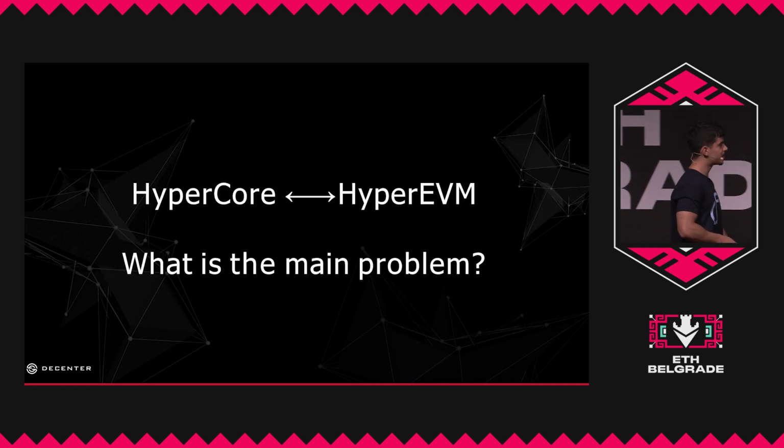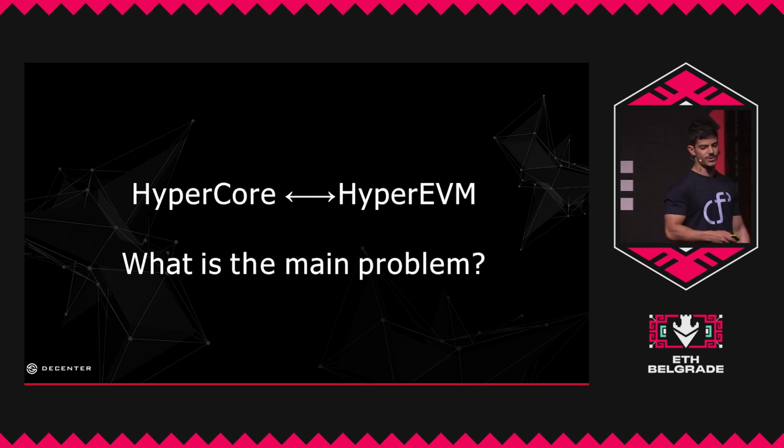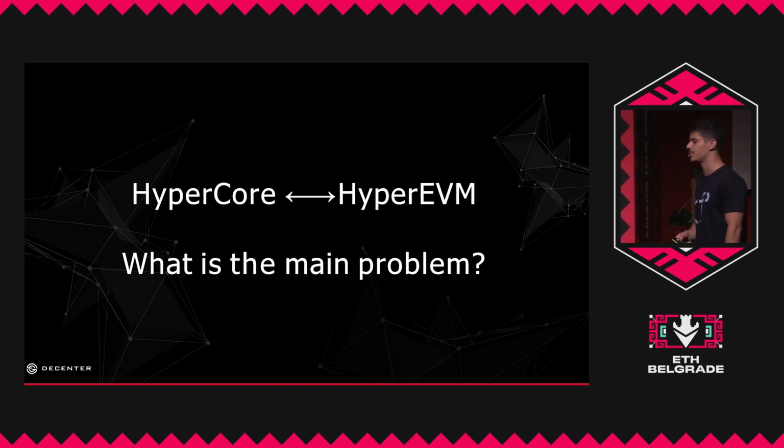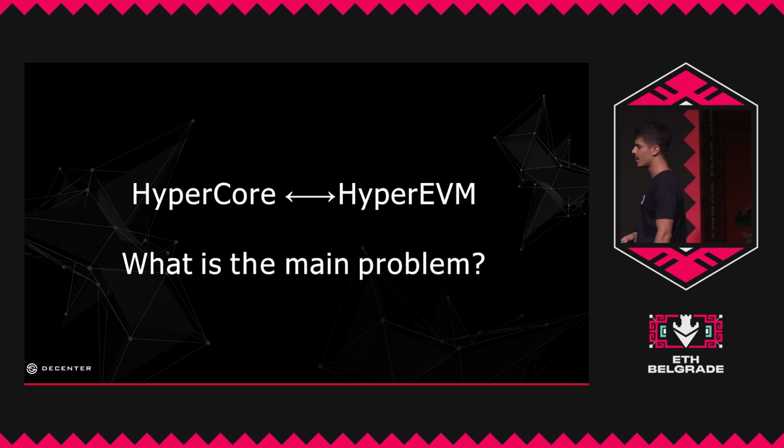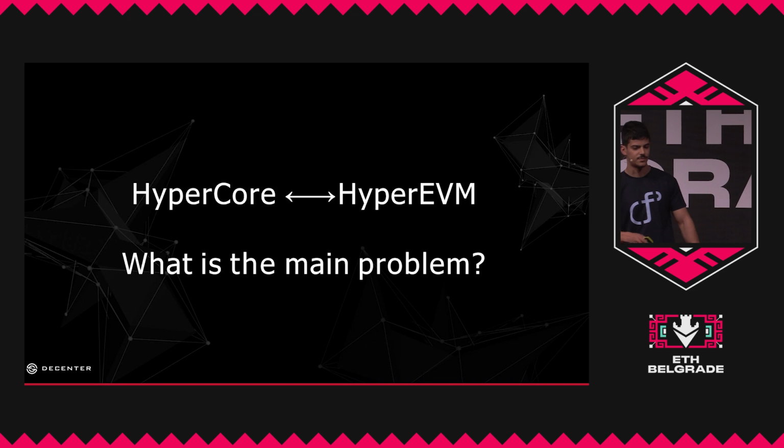Now, what is the main issue with the dual execution system? And that is, how do you handle the communication between the Hypercore execution layer and the Hyper-EVM execution layer? And how Hyperliquid does this is through the precompiles.